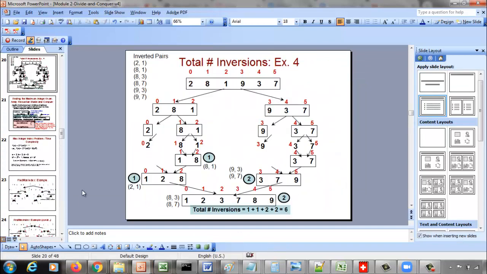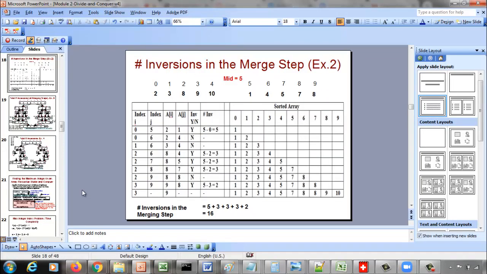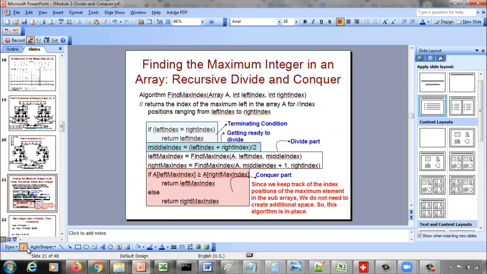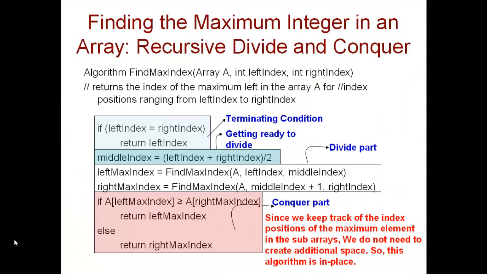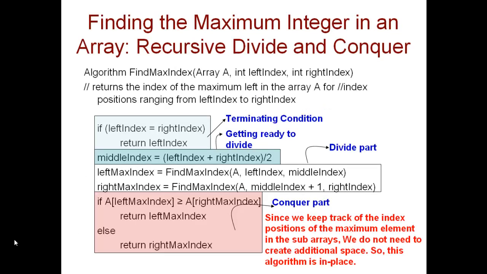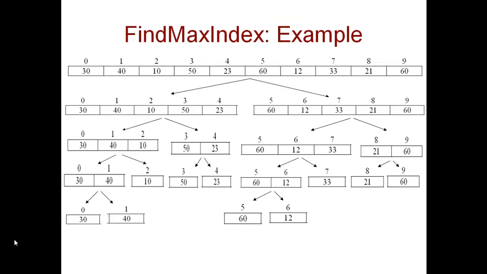Okay, so we are looking at the inversions problem under the divide and conquer strategy. So we'll see one more application of divide and conquer and then we'll move on. Okay, so this is the problem of finding the maximum integer in an array, which is a pretty straightforward problem.